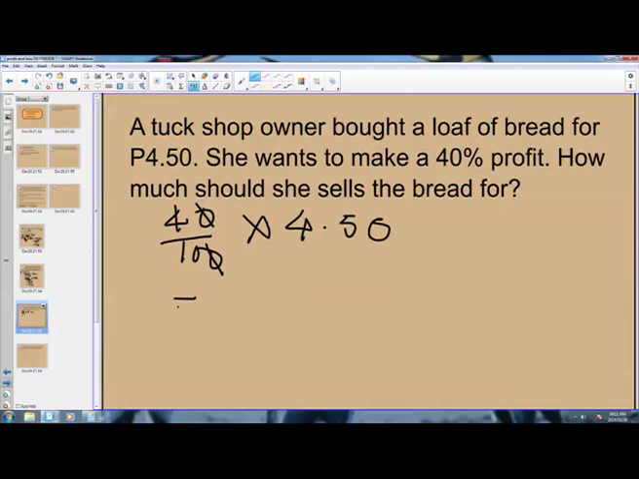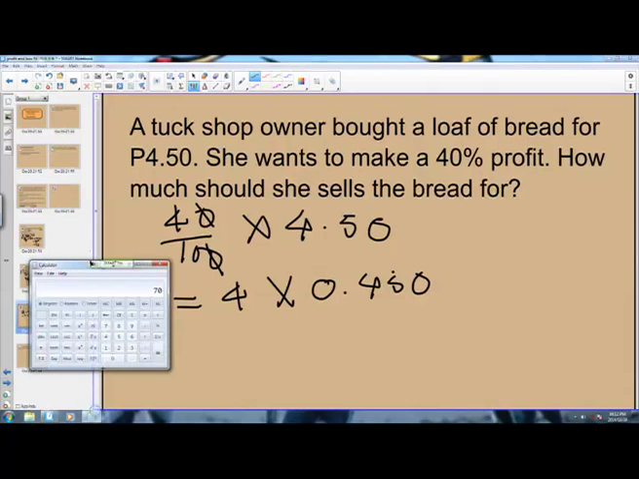So this will be 4 times 0.450. We are dividing by 10, so the point moves once to the left. So this is what we are going to get. Now from there, get your calculator and multiply 40 times 0.450, so that we get out what 40% is.